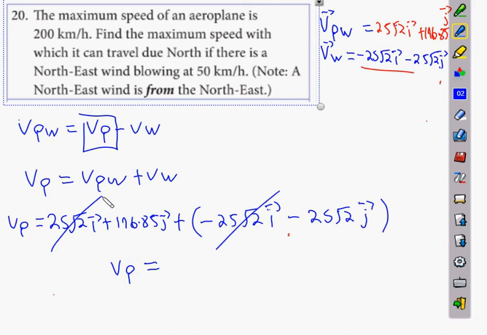196.85 take away 25 root 2? I'm hoping it's not going to be 0. No. Otherwise the plane's going nowhere. 161.49, okay? And that's j. That's how fast you're actually going up. The plane is going due north as we want.